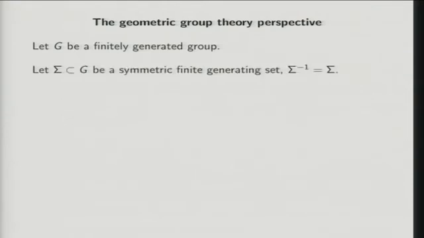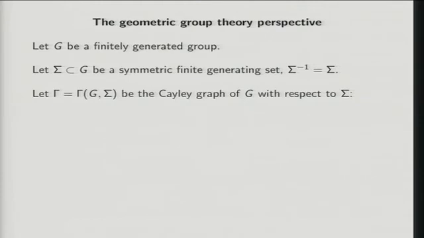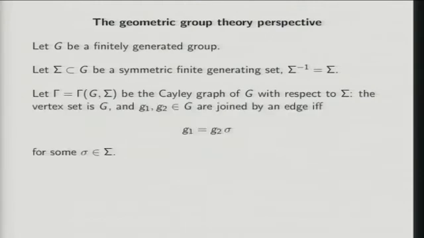Okay, so let me just recall this. Let's say you have a finitely generated group G. Take a generating set, sigma. I'll assume that it's symmetric, so if it contains an element, it contains the inverse. And now from this data, you build a Cayley graph, Gamma, the Cayley graph with respect to sigma. That's a graph with vertex set G, where you join two group elements by an edge if and only if one is equal to the other right multiplied by some generator in sigma.